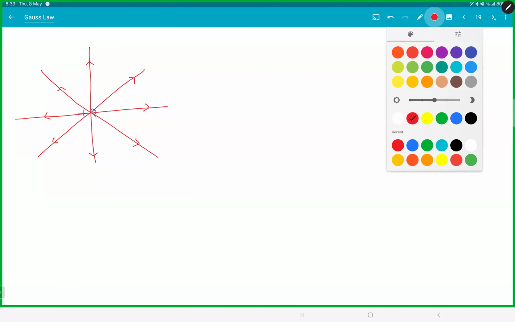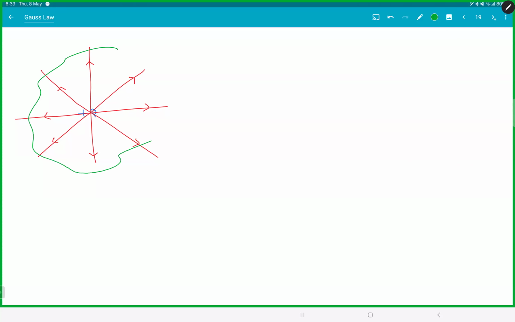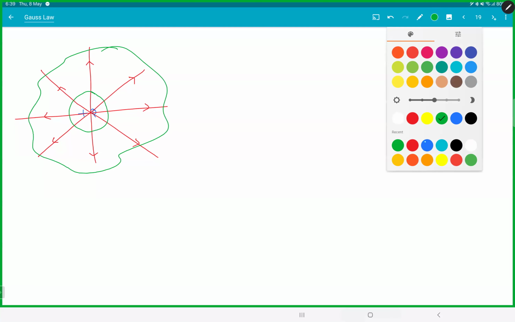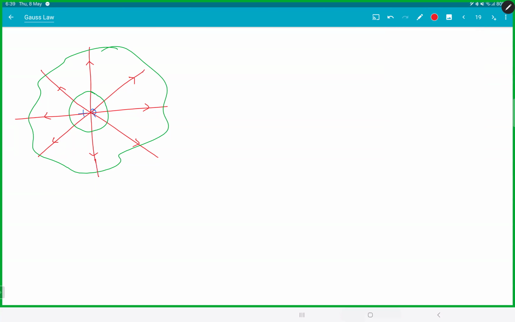Now, if you consider some random amoeba surface, and if you consider a sphere, isn't the number of lines the same? It doesn't matter what kind of surface you take, the number of lines are the same. That means the flux must be the same. So flux through that sphere must be equal to flux through that curved closed surface. This must be equal to Q by epsilon, since the number of lines are the same.